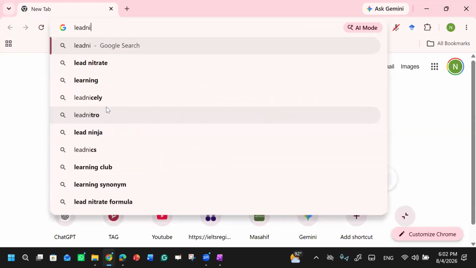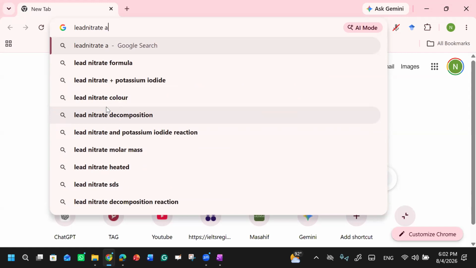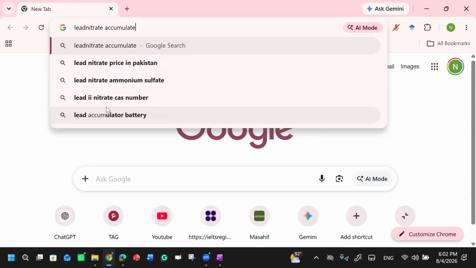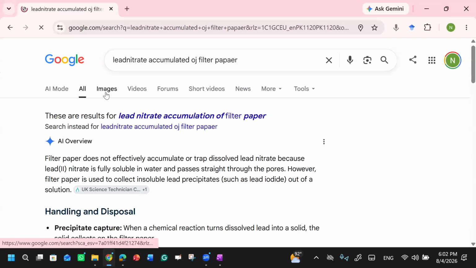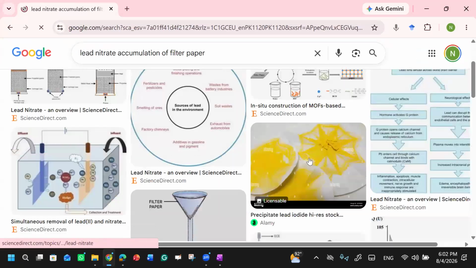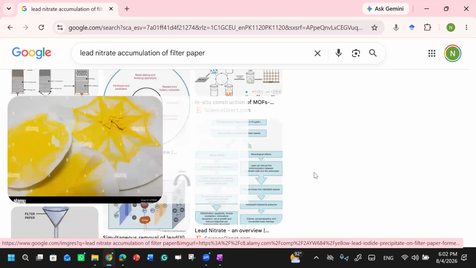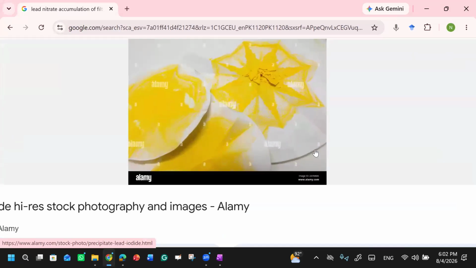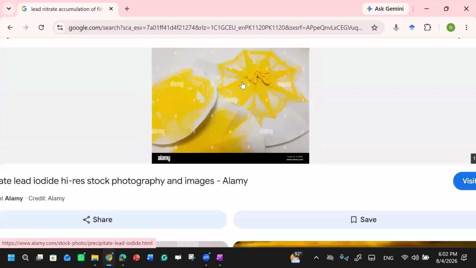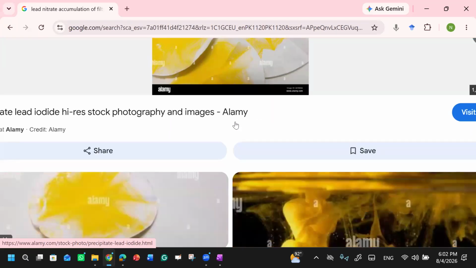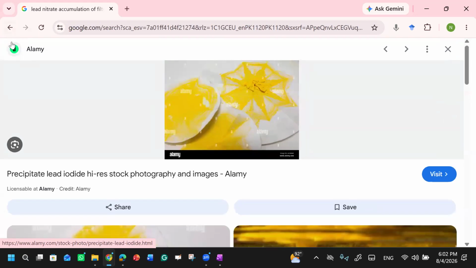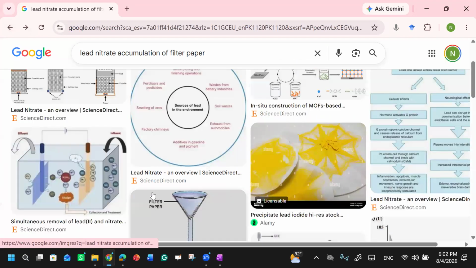Lead nitrate is formed on the filter paper. You see, these are the filter papers, with this white color. On this white filter paper, you have this yellow color lead iodide. This is actually lead iodide, but I'm just telling you that you already place this on the filter paper.